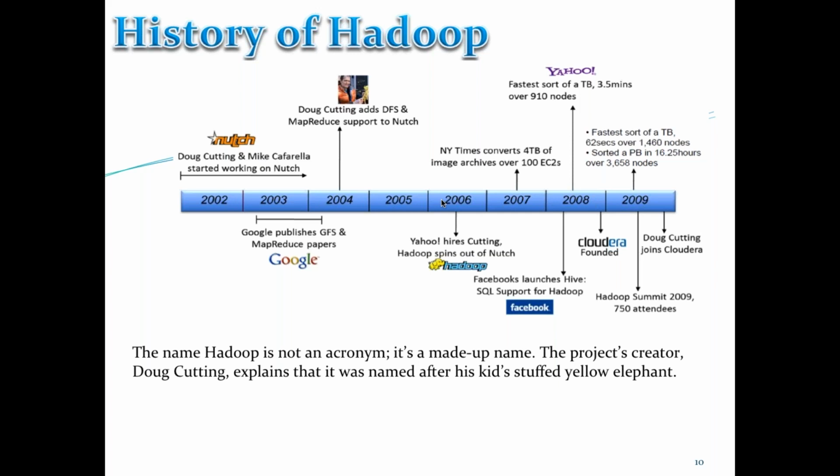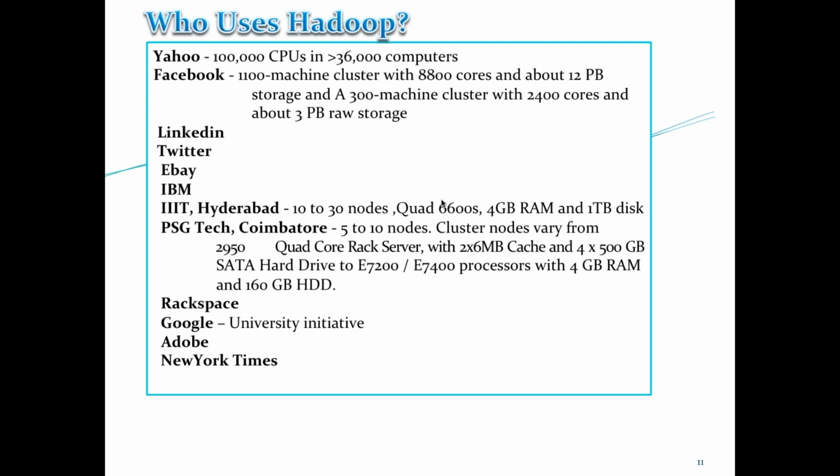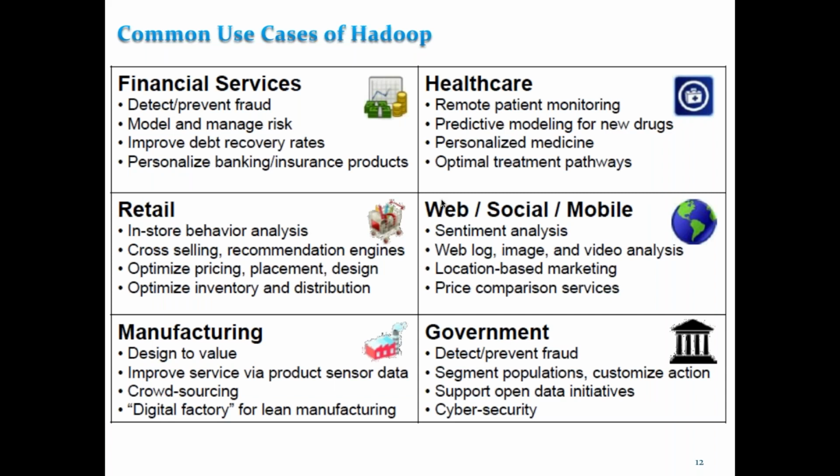So his kid was playing with a yellow elephant. He used to call it Hadoop, and he could easily relate the bigness of an elephant with the bigness of the problem that he was solving, and he gave the name Hadoop to his software. And these days, a lot of companies use Hadoop, Yahoo, Facebook, LinkedIn, wherever there are huge amounts of data, people start using it. And there are a lot of use cases currently going on in Hadoop, irrespective of the vertical, like financial services, retail, manufacturing, healthcare, web, social, government, all of these things.